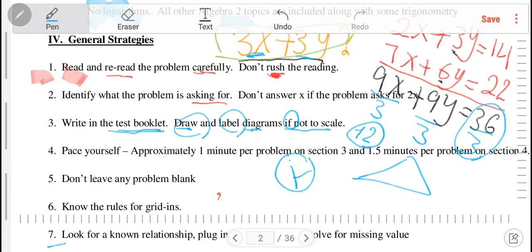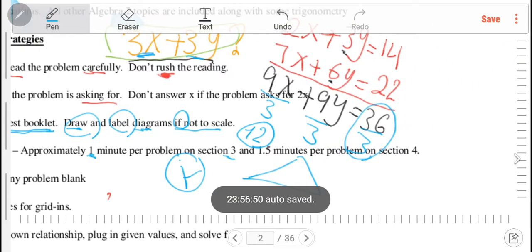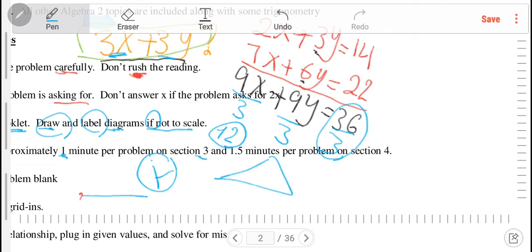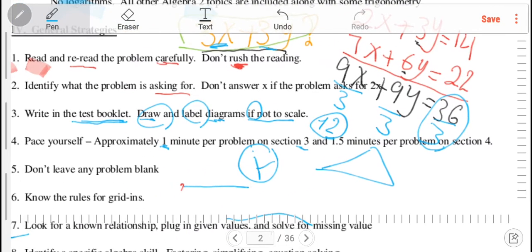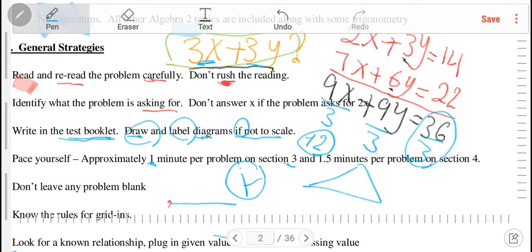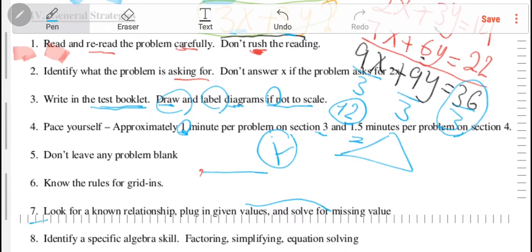Pace yourself: approximately 1 minute per question for section 3, 1.5 minutes for section 4. It means an average of 1 minute for section 3, because not all the problems need 1 minute. Some easy problems need less than 1 minute, and some problems need more than 1 minute, so the average is 1 minute. Also in section 4, 1.5 minutes.